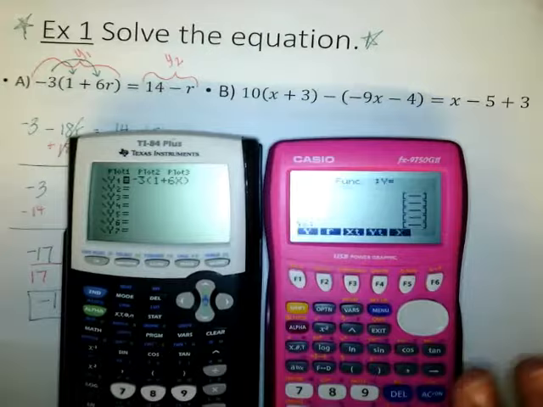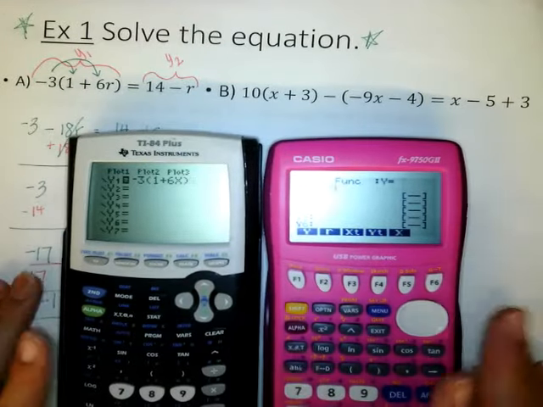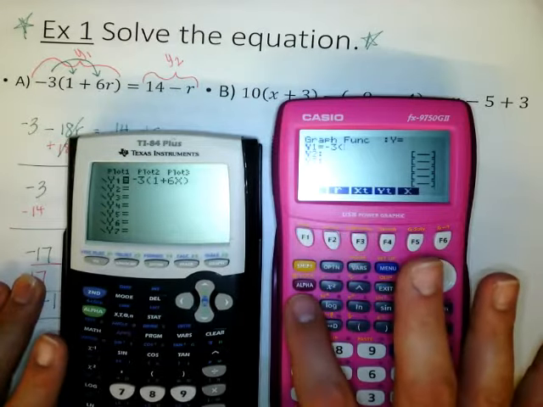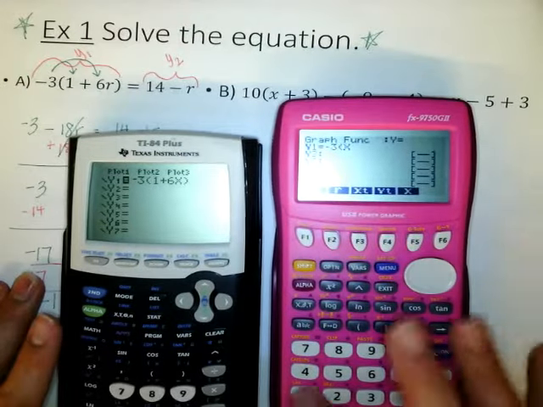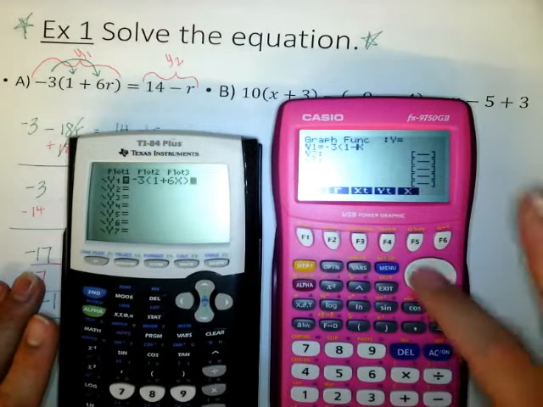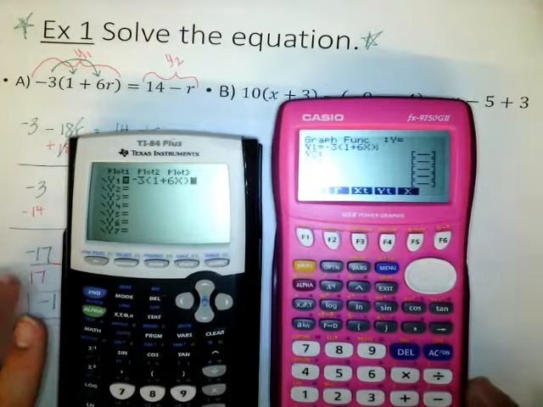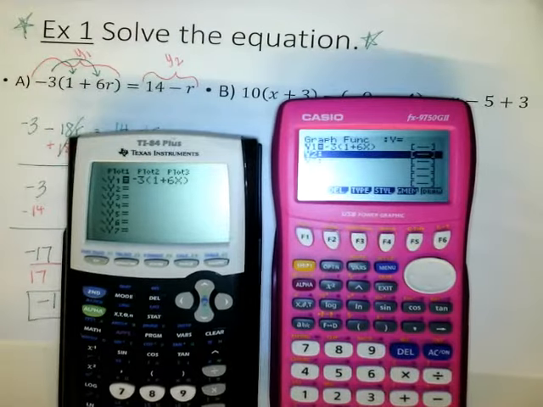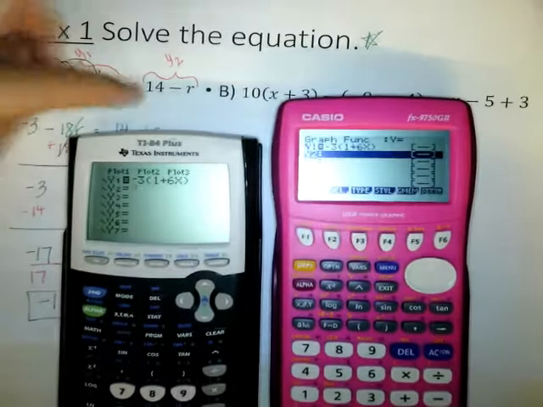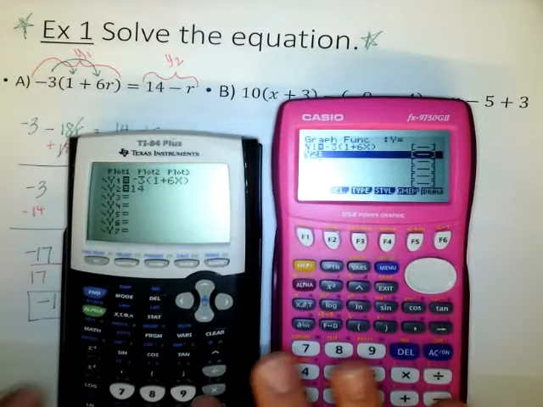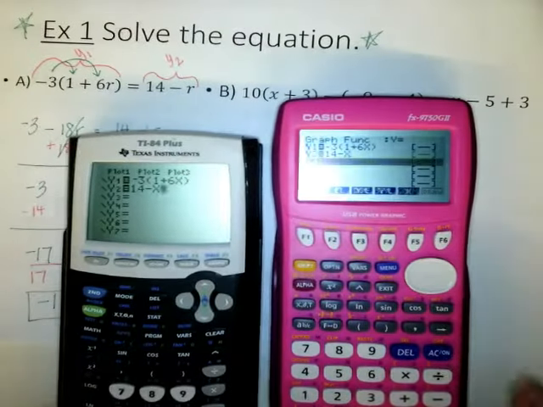So I'm going to type in negative 3 quantity. My x on my Casio is xt and theta. I don't know if you can see that. It's right about here below the alpha key. There's the x. Sorry, that's a typo. 1 plus, no, that's a minus. Plus 6x. There it is. Okay. So we got the equation in y1. I'm going to put the other side in, 14 minus x.